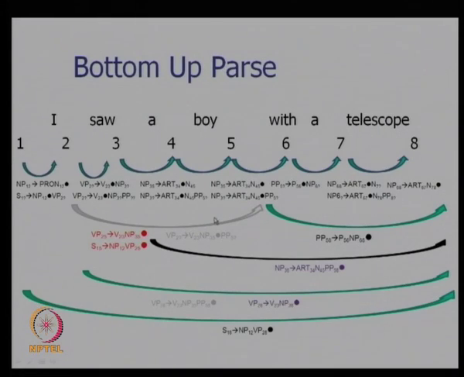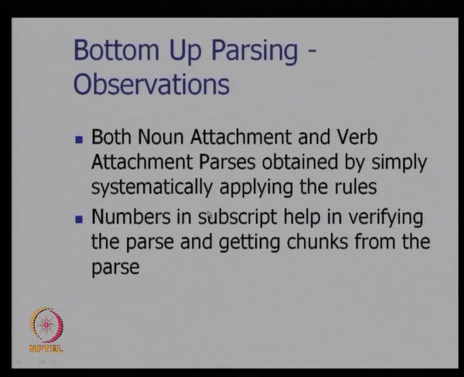Now, we move forward, and there are some observations on bottom-up parsing. Both noun attachment and verb attachment parses are obtained by simply systematically applying the rules. So, this we have seen in the parse processing itself. There are the indications of the rules which are applicable. Numbers in subscript help in verifying the parse and getting the chunks from the parse.